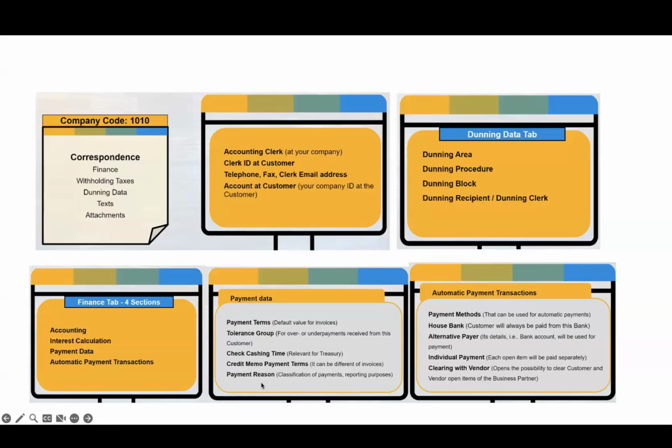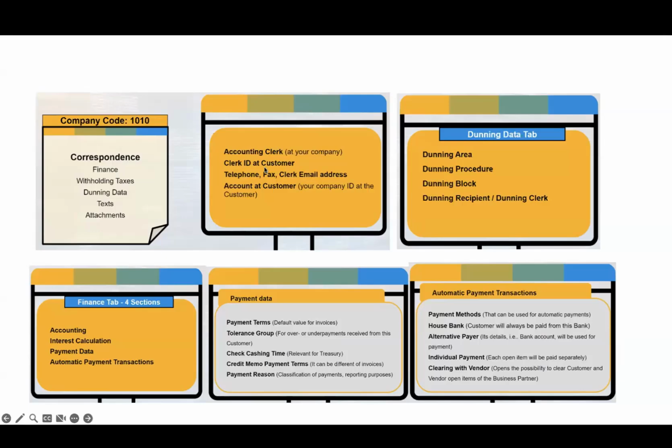Then we have things like payment reasons, payment terms. So this is the default value that we apply to invoices for our customer. When we get to payment transactions, payment methods, so we might be doing things like direct debits there or SEPA for use with that sort of stuff.